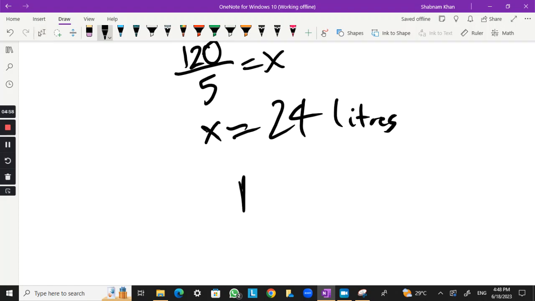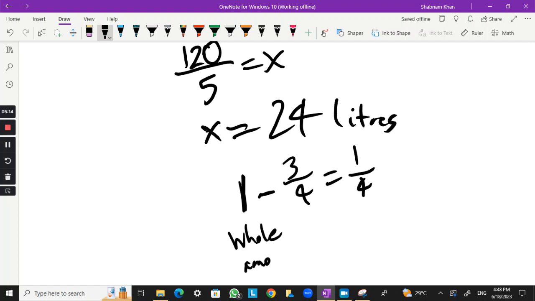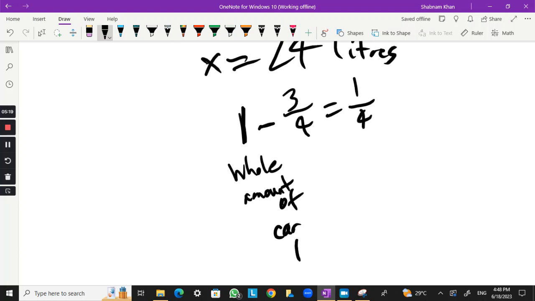Now 1 here, again, as I said, is 100%. It's the whole thing. So if we do 1 minus 3 by 4, you get 1 by 4. 1, again, as I said, will represent the whole fuel, the whole amount of car fuel.